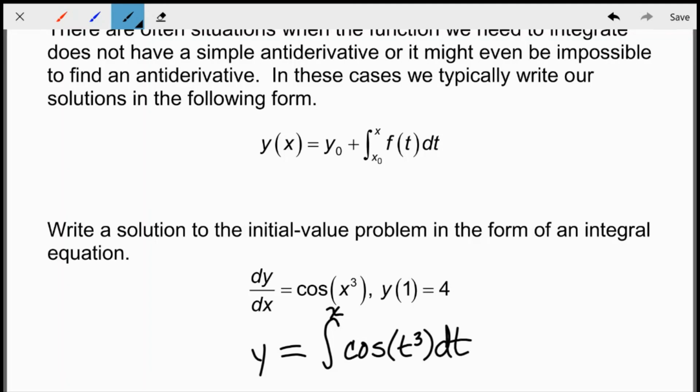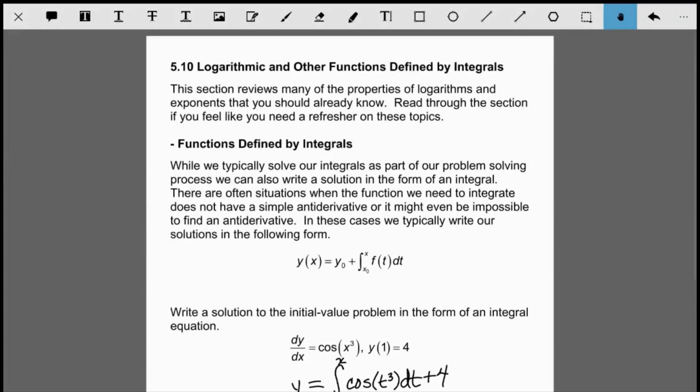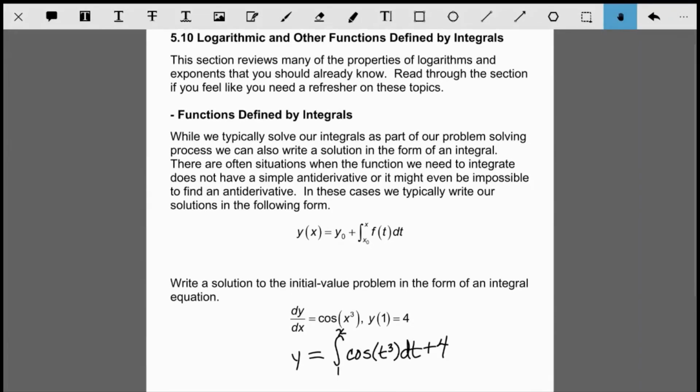And now we need to force it to go through the point 1, 4. So I'm going to choose my lower limit to be 1 so that when I plug 1 into this function, the integral becomes 0, and then I just can add 4 to that. Okay, so that's the main idea that you'll need in that section. Keep in mind, you'll be using that in problem-solving situations, but it's still the overall main idea is going to be the same.